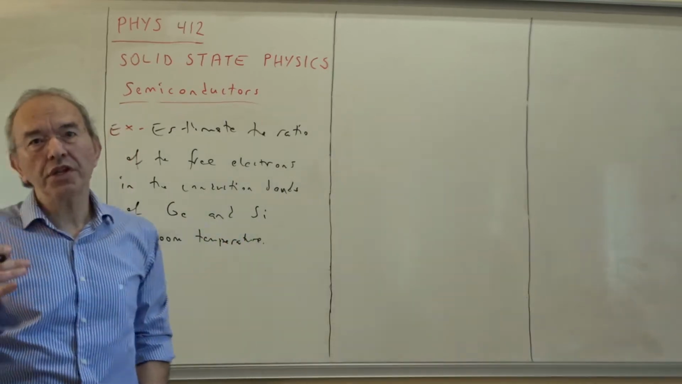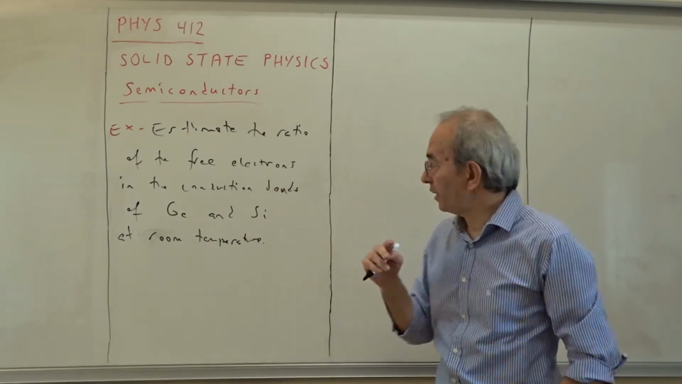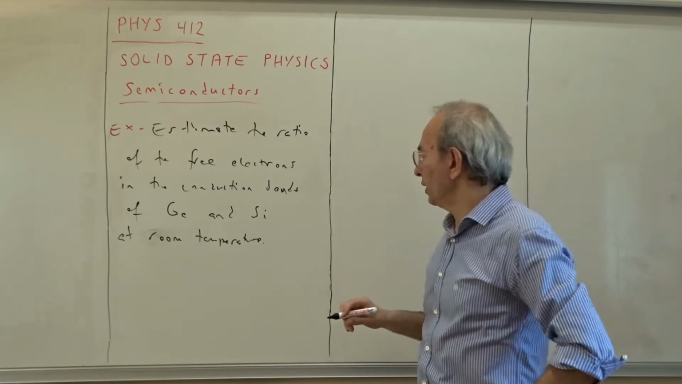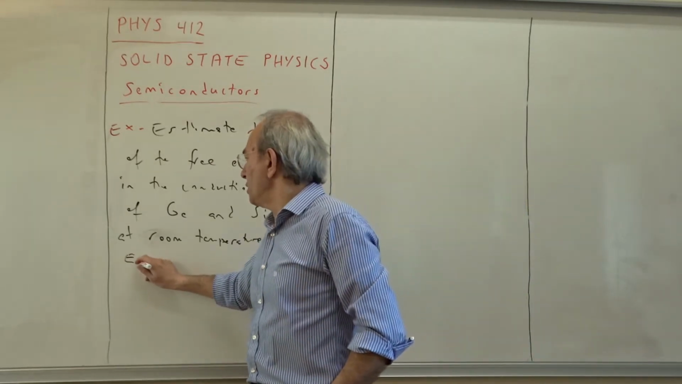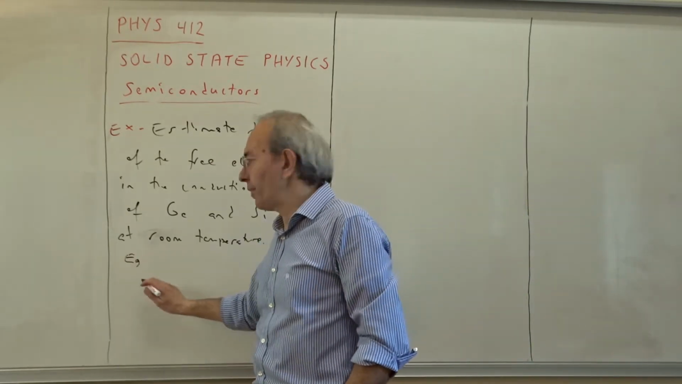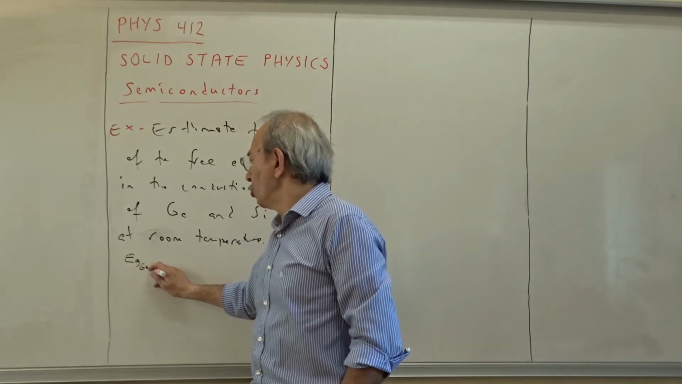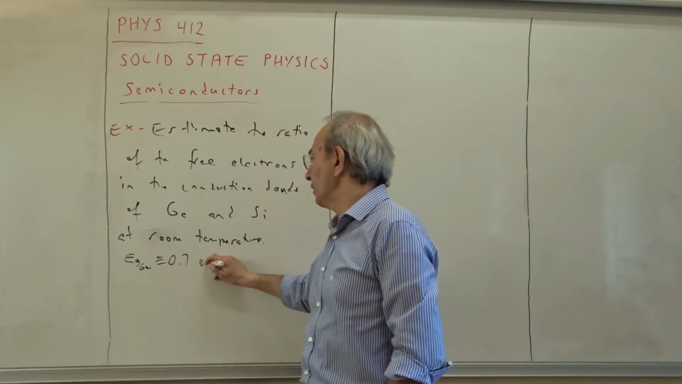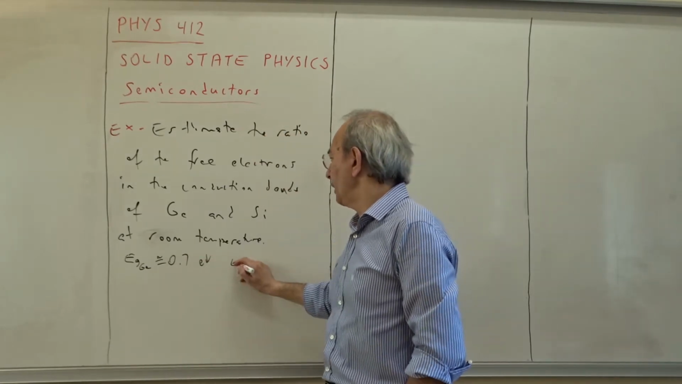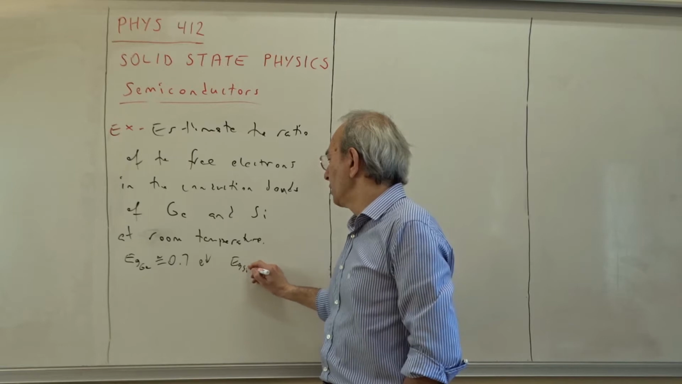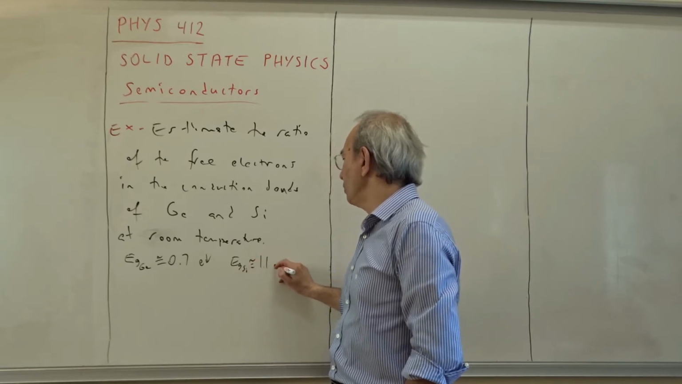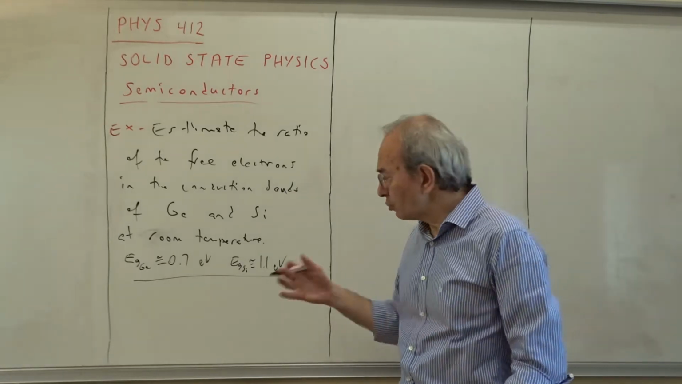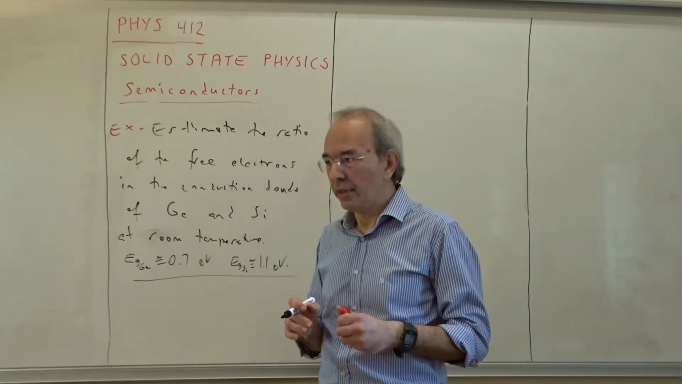For this calculation, we need two parameters, which are the energy gaps of these elements, and they are given normally. Eg, the energy gap of germanium, is roughly 0.7 electron volt, and the energy gap for silicon is roughly 1.1 electron volt. That's it. So we should be able to find this ratio.